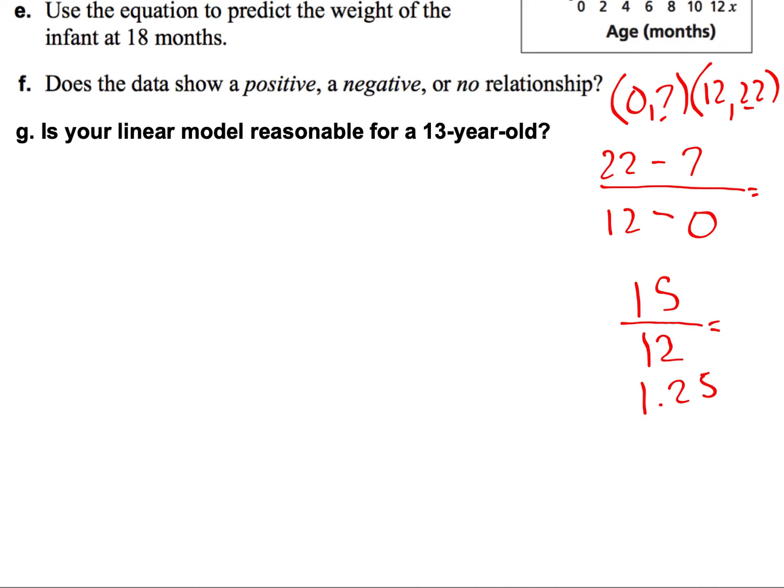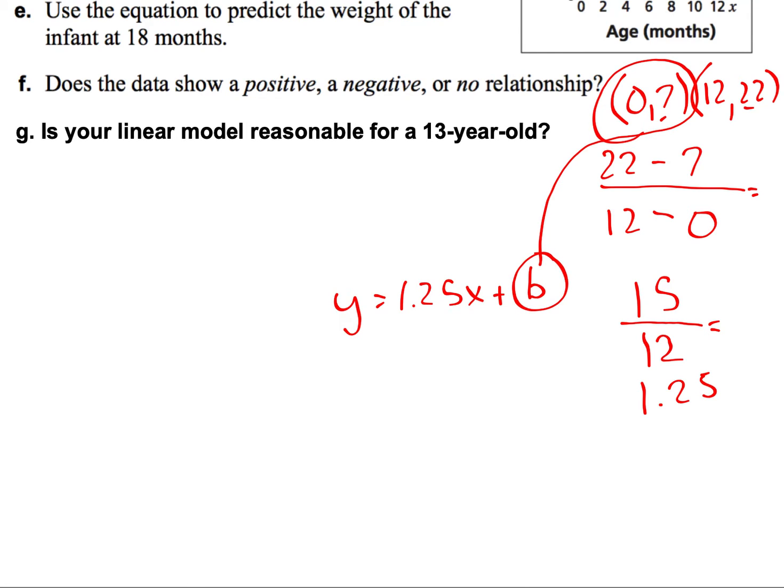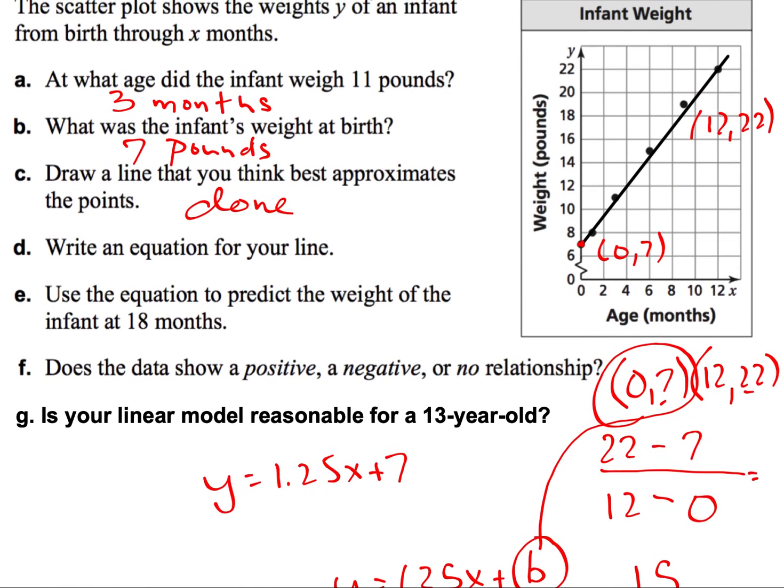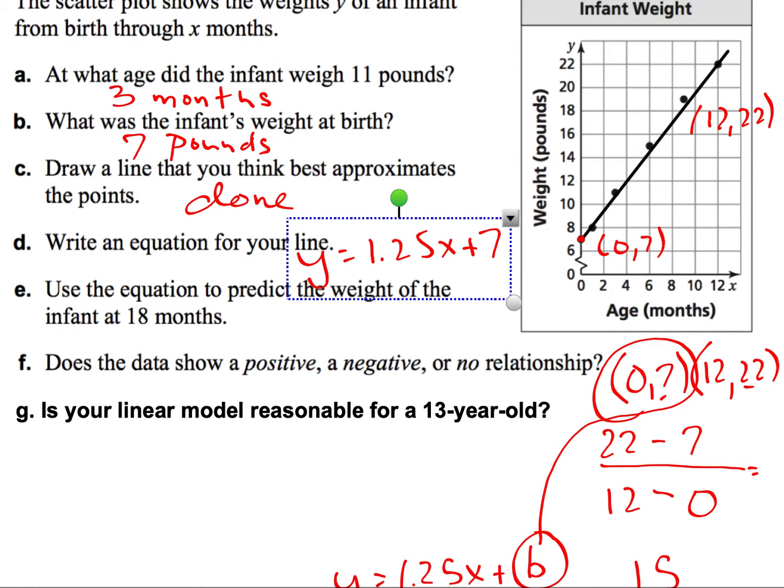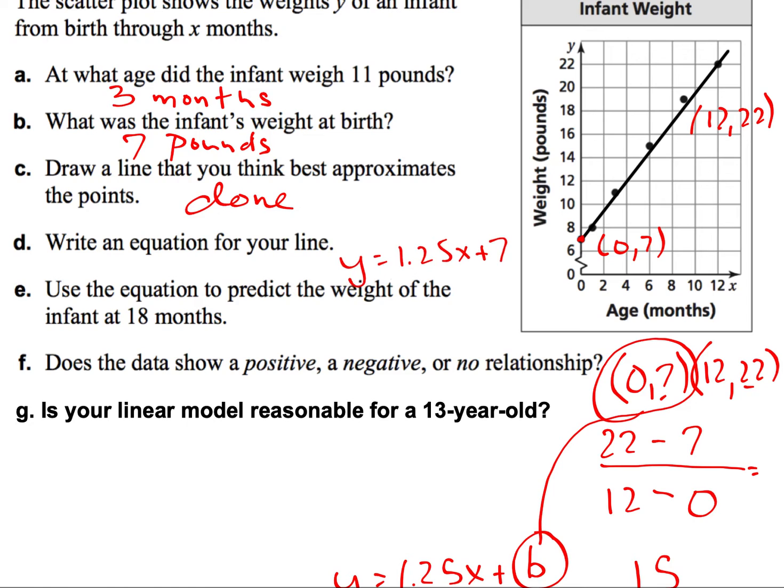Okay, so y equals 1.25x plus b. And actually we know b because one of our points was the y-intercept. So we have our equation. And we'll just drag it back up into here, if I can get it to fit all right. It's kind of a little on the big side. Okay, so our equation for the line of fit: y equals 1.25x plus 7.